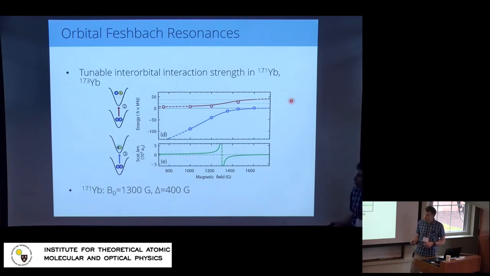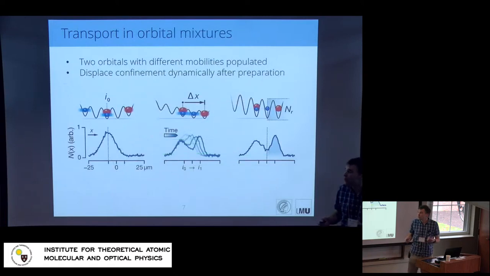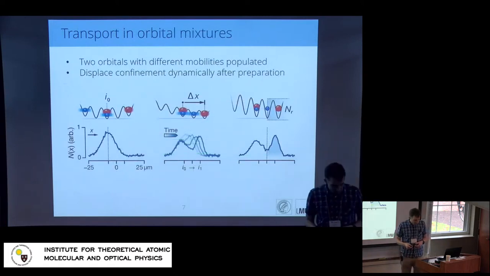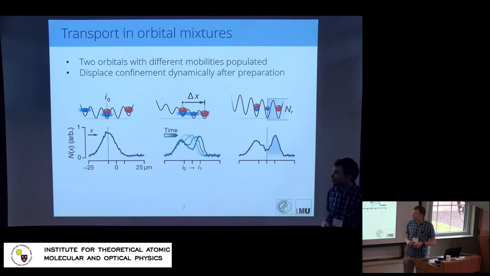Okay, so now what can we do with this? We can implement what I introduced before. We can use our state-dependent lattices, introduce a lattice that localizes one state of the system more than another, and then populate this lattice with atoms of these various states, with, for example, a mixture that we can prepare with various ratios of occupation and various densities.